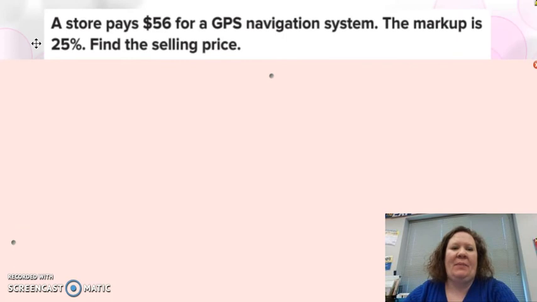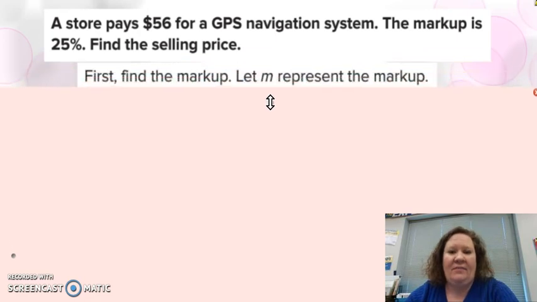Our last example: a store pays $56 for a GPS navigation system. The markup is 25%. Find the selling price. Markup is something that stores will do so they can make a profit on selling an item. So the first thing we need to do is find the amount of the markup. So we are going to let M represent the markup.